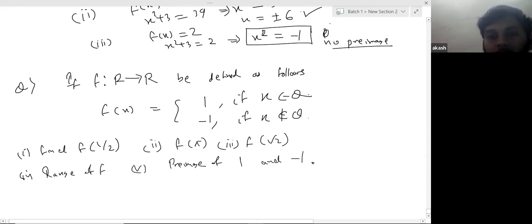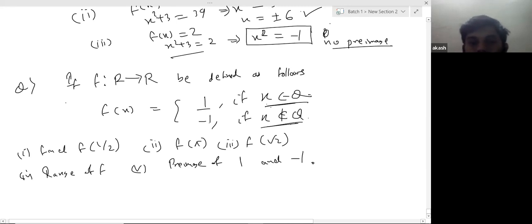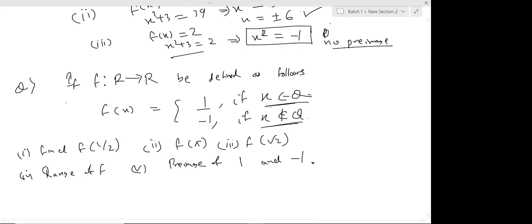Q means rational numbers, right? See, this type of function is called partition function. Here we divided the function into two parts according to the domain. If x in the domain is a rational number, then we take the function as 1. Here the function was x square plus 3. Here the function is 1, only 1. If it is not a rational number, then we take the function as minus 1. All right. Clear, Gautam? Yes, sir. All right. Now try to solve this.